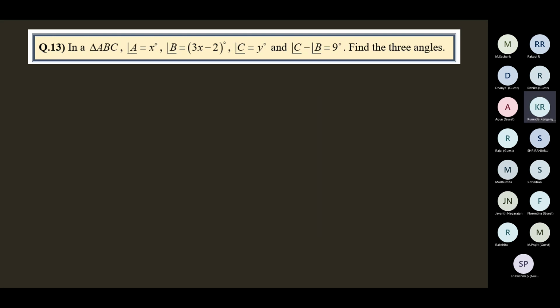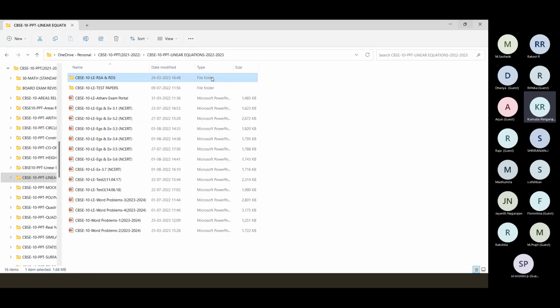So here we are given, in terms of X and Y, some information. Again, it's a triangle. ABC is a triangle. Angle A, angle B, angle C. These are the 3 angles of triangle ABC. So we know that angle A plus angle B plus angle C is equal to 180.